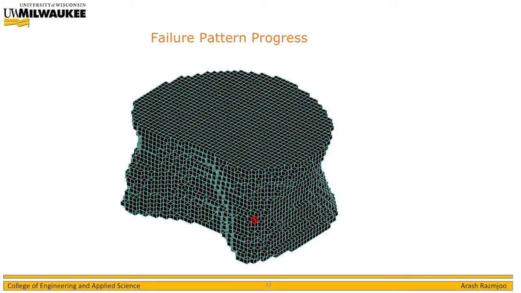Here is an animation of the progression of the failure pattern, the failed region, all around the body. You can see first we have a small number of failed regions, and then they increase, join together, and make the weak area.